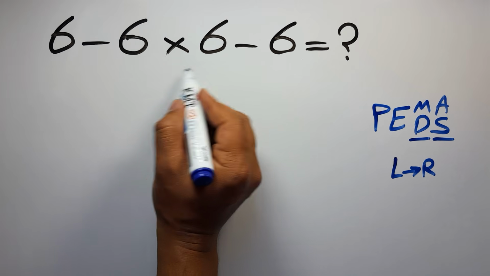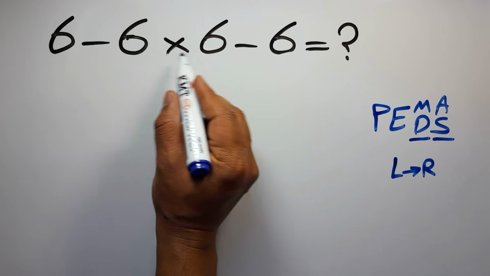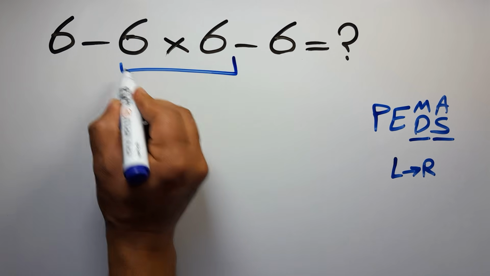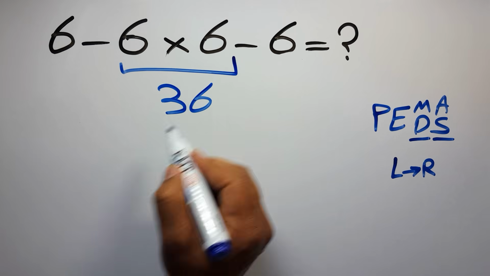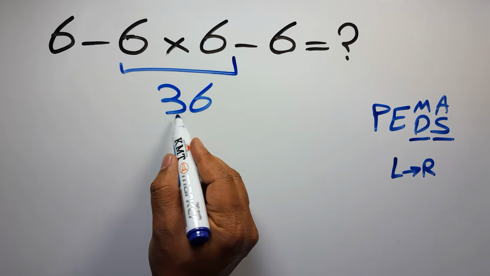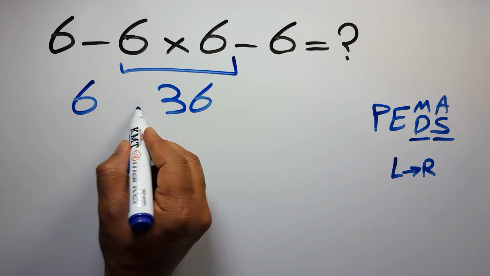So first we have to do this multiplication. 6 times 6 equals 36. So we have 6 minus 36 minus 6.